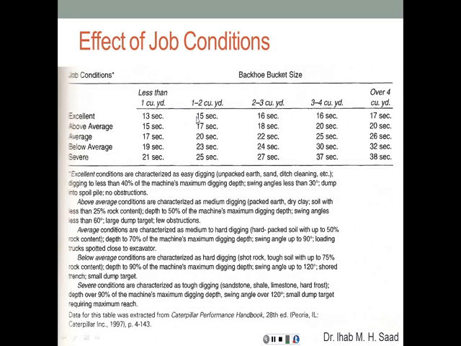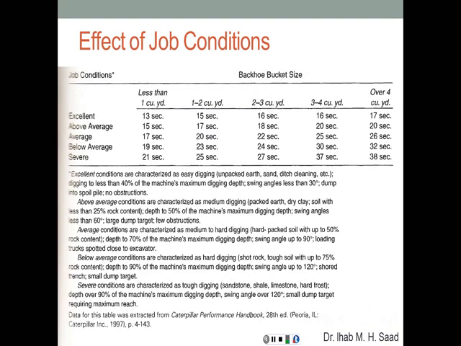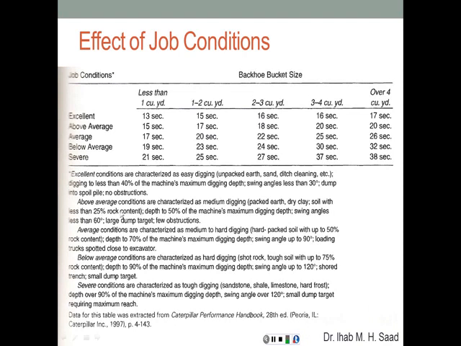Now imagine if every cycle is extended by 10 seconds, that means that you're going to have a total reduced number of cycles per hour, which is going to reduce the total production rate. Here is an example of what we mean by excellent and so on.